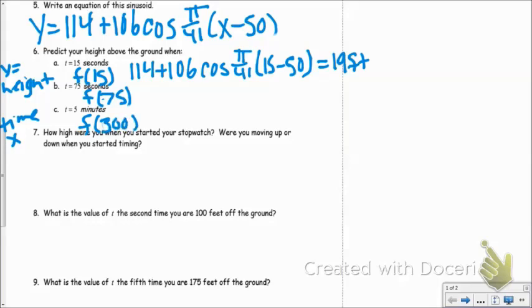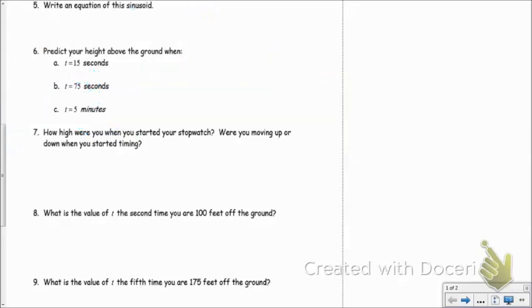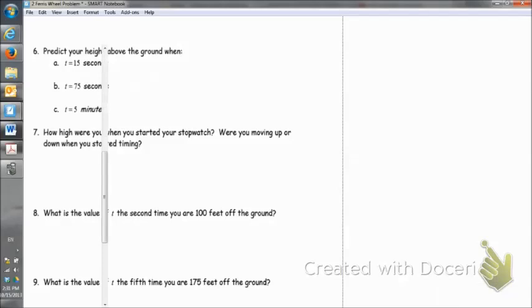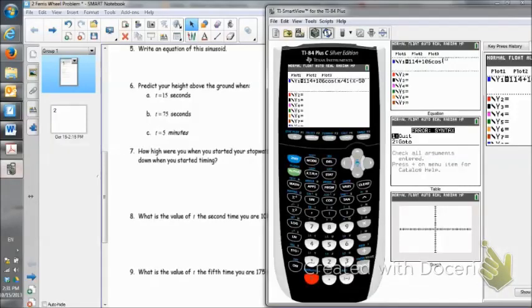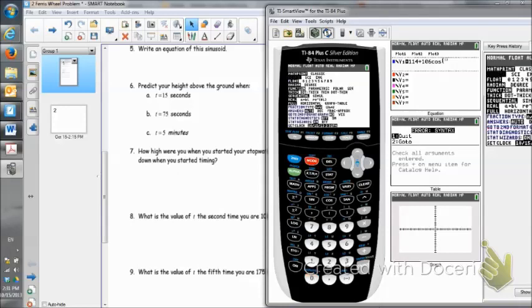I'm going to show you one other way to get this besides just typing the whole thing in, and we're going to look at our calculator for this. I'm going to go to y equals and type in that whole equation: 114 plus 106 cosine pi over 41 times (x minus 50). Remember, I did not close my parentheses after that pi over 41 because I'm taking the cosine of the entire thing. I'm going to check my mode, make sure I'm in radians, and I am.